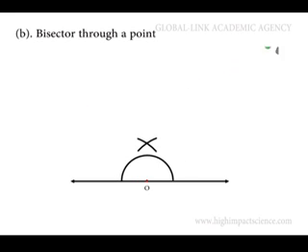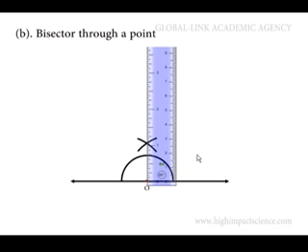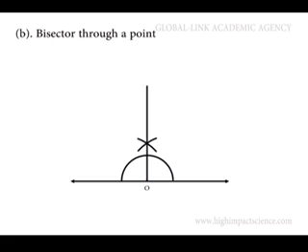Now put the compass aside and using a ruler, join our point to the intersection of the two arcs. And basically what we have done is draw a perpendicular through point O.